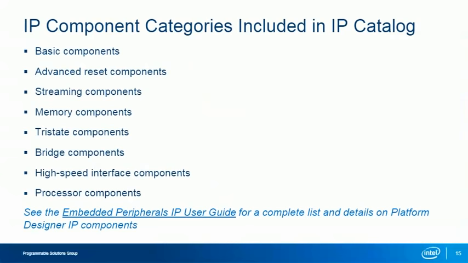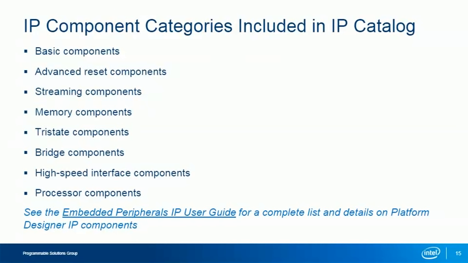There are many different types of components you can add to your system. Here's a brief look at some of them. The Basic Components category includes things like a clock source component and a reset source component for managing clock and reset signals entering your system design. Advanced reset components are available for managing multiple reset signals and more advanced control over how the components in your system get reset. Streaming components are used to connect and manipulate the data flows between Avalon streaming interfaces.